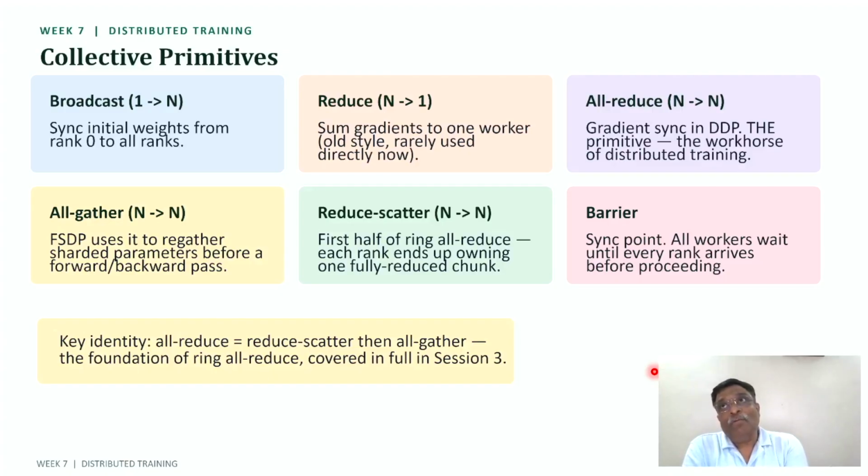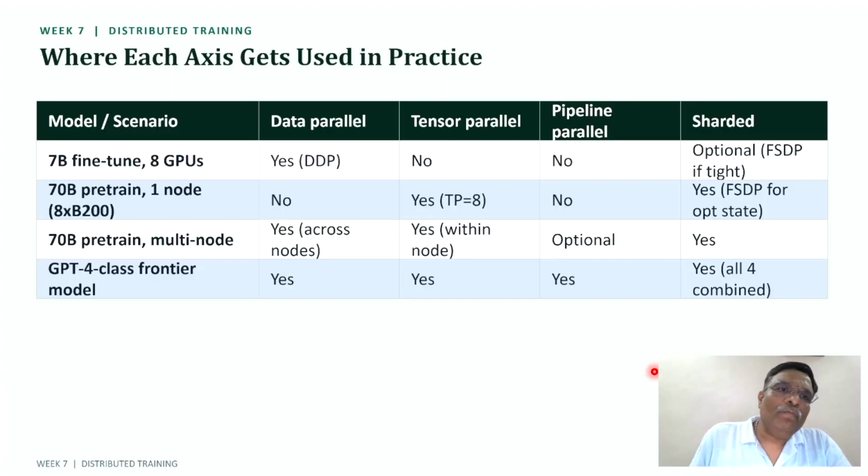But you will also have to see how we optimize the memory part of it, right? So all gather also goes from end to end, reduce scatter also goes from end to end, and then barrier basically is to sync various threads which are working, various processes which are executing. So all workers wait until every rank arrives before proceeding. So this is how it is. And this is the basic idea about how various primitives are generally used.